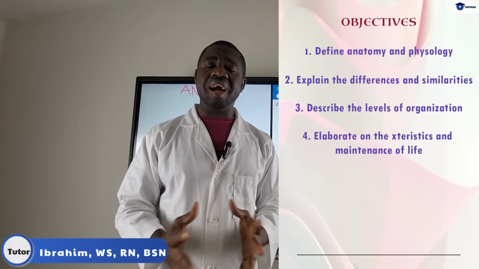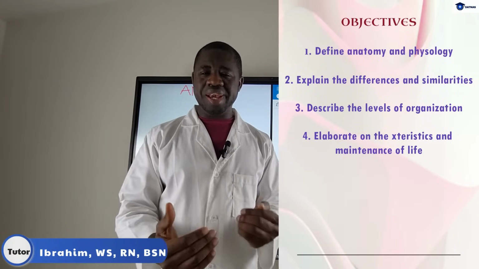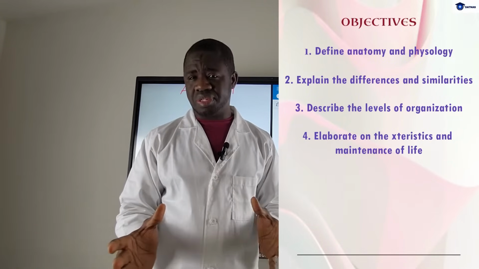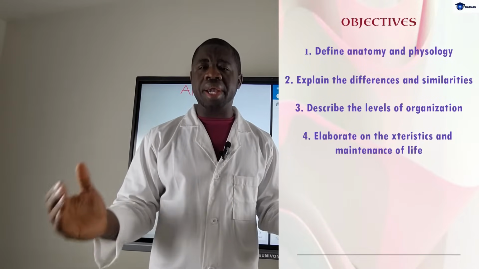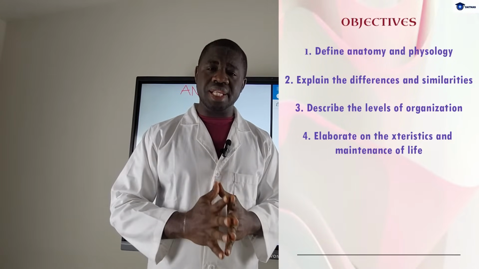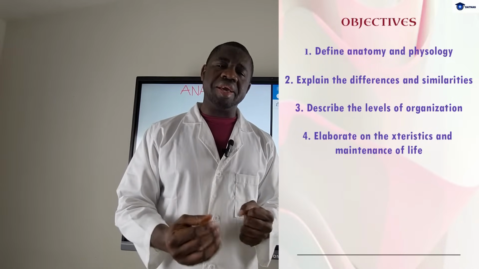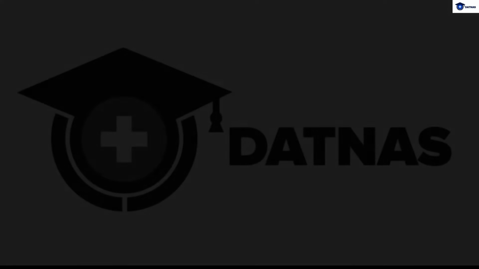Welcome to Dartner's tutorial series. Our objectives for today are to define anatomy and physiology, to explain the relationships, similarities, and differences between anatomy and physiology, to describe the levels of organization, to elaborate on the characteristics and maintenance of life.